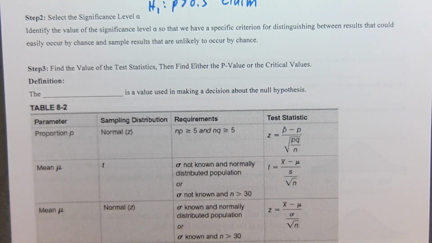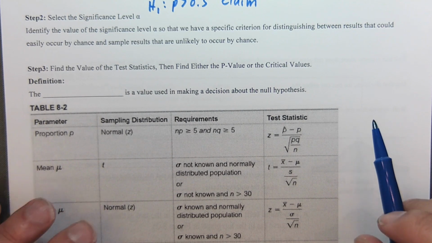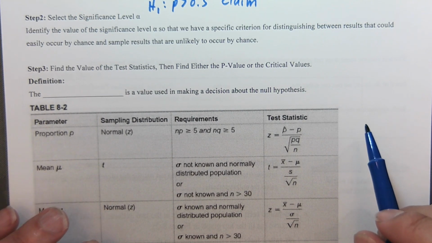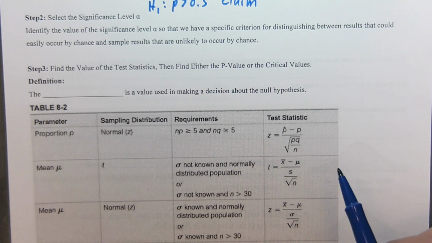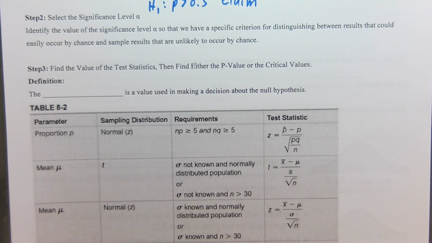Now, if we were doing real research, we would have to select an alpha. And the common alphas are alpha is 0.01, 0.05 for 5%, or 0.1 for 10%. So 10%, 5%, or 1%. 1% being the most sure.